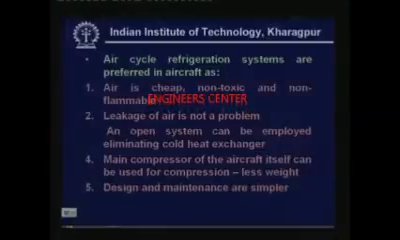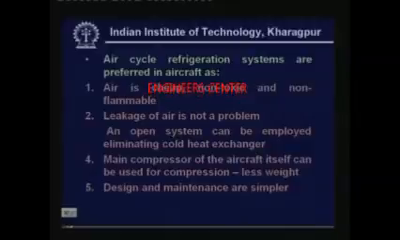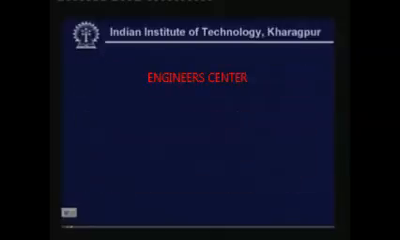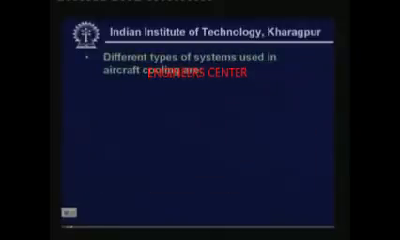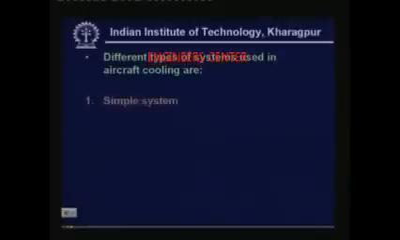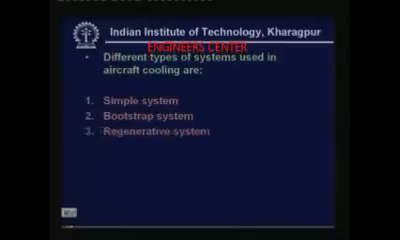Of course, the last reason is that the design of these systems is considerably simpler and the maintenance is also easy, okay. So these are the reasons why we prefer air cycle systems in aircraft. Now there are different types of systems used in different situations and for different types of aircraft. For example, you can have what is known as a simple system, you can have a bootstrap system, you can have a regenerative system, you can also have what is known as a reduced temperature system. Okay, there are other systems also. These are the three main systems.